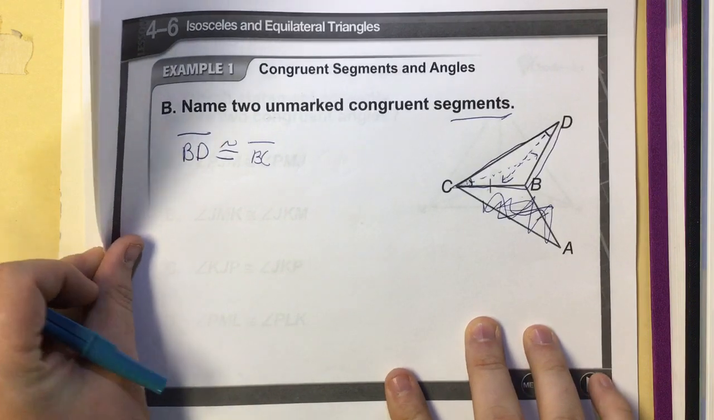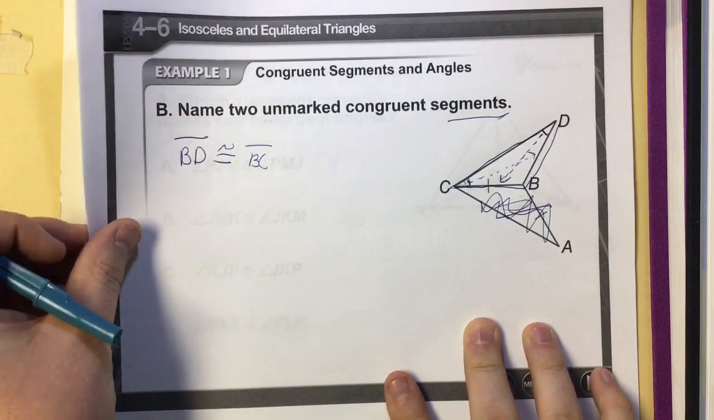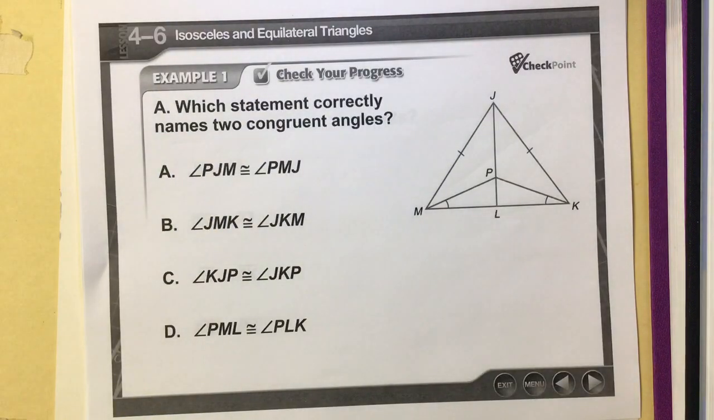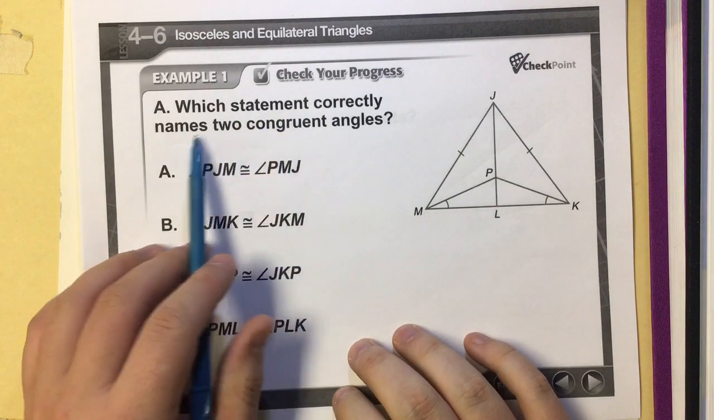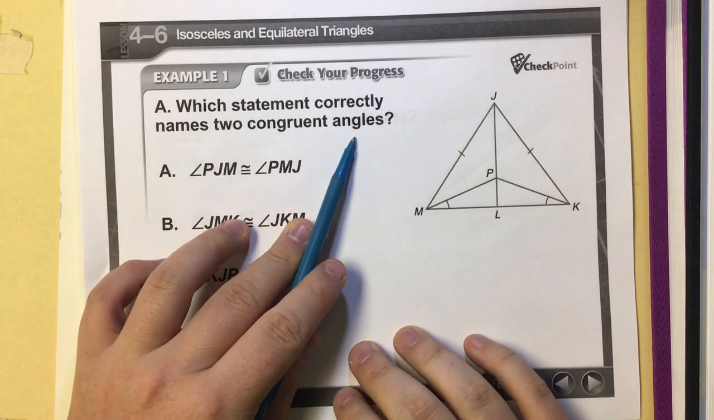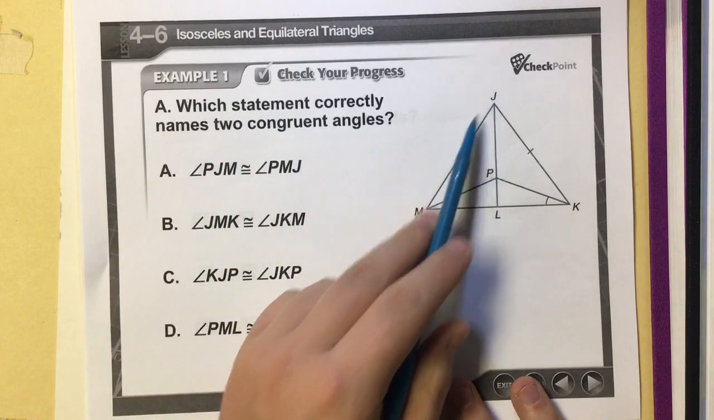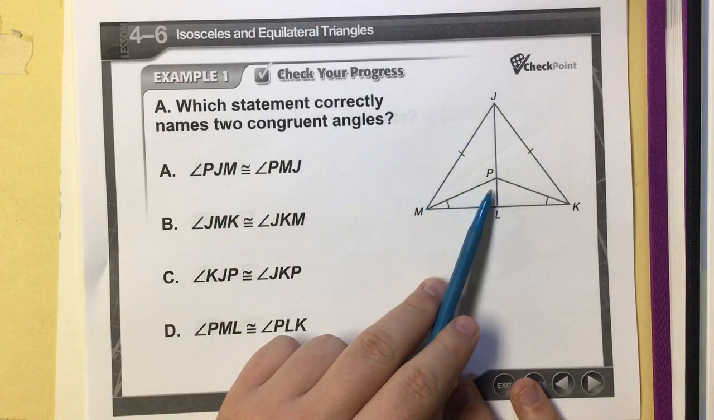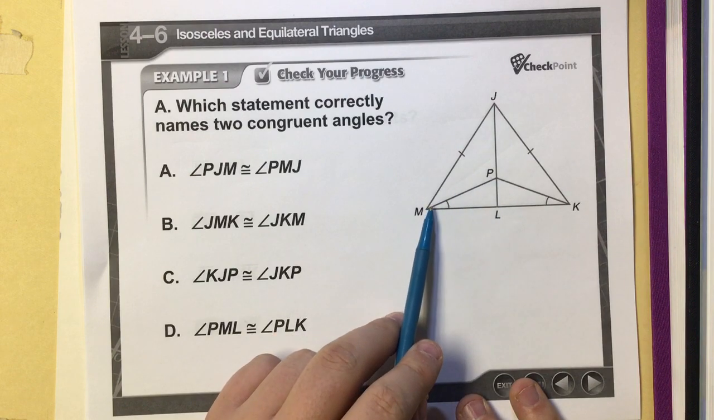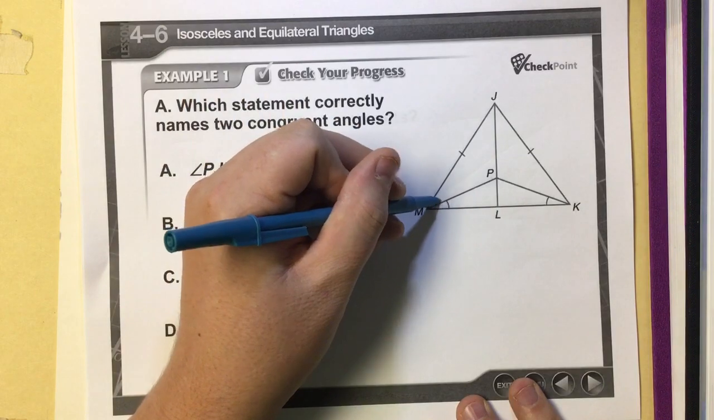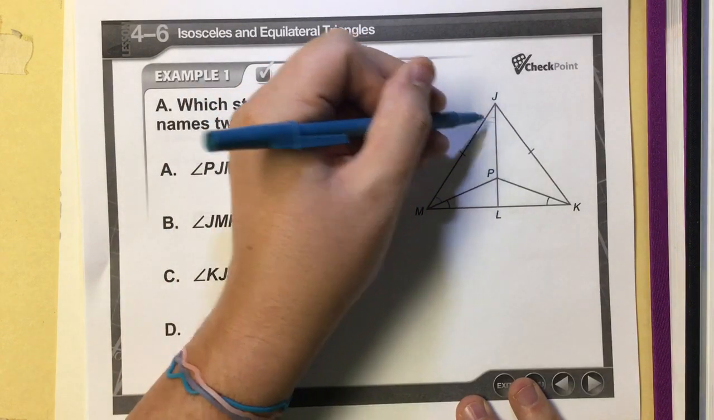Be careful if there's more than one triangle in your picture that you are always staying inside that same triangle. All right, so this picture right here, just a little bit of extra practice. It says which statement correctly names 2 congruent angles. We have PJM, and PMJ. So that's talking about this angle right here and this angle up here.